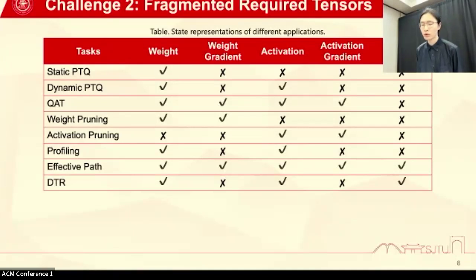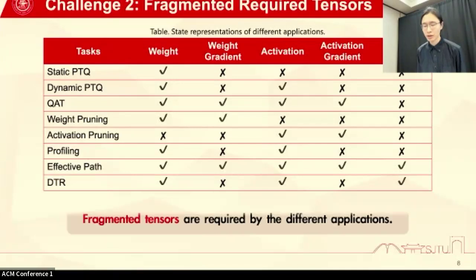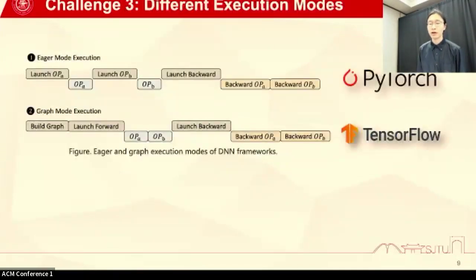And one more thing here is the graph structure of the DNN model are usually needed by some of the tasks, and it is not very easy to get for some dynamic scenarios. So the fragment tensors are another challenge. And finally, there are two different execution modes in the current machine learning library, for example, PyTorch and TensorFlow. So this brings another extra complexity dimension to the previous problems.